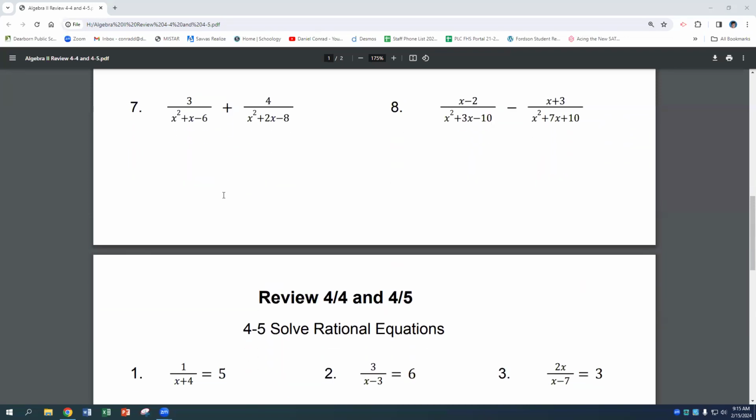Okay, I got to start off by factoring my denominators. So we got to do 2 of them this time. I got to do the first one. I need 2 numbers that multiply to negative 6 and add to positive 1. So that's going to be positive 3 and negative 2. So I get 3 over x plus 3, x minus 2.